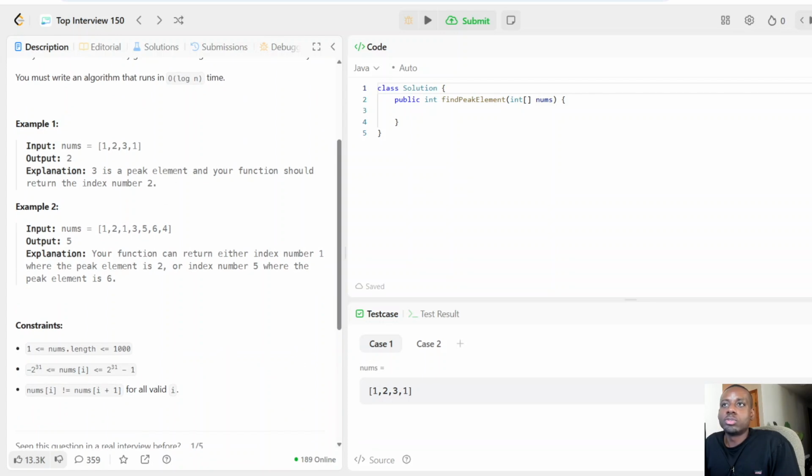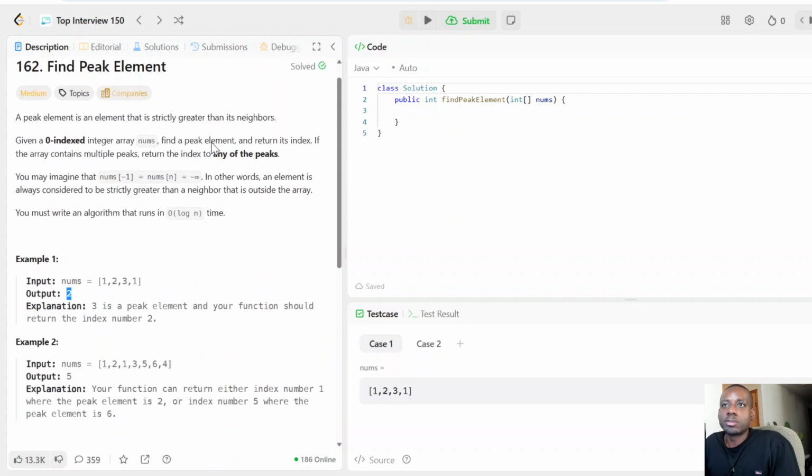So we're given 1, 2, 3, 1. We could easily see a peak. The peak is 3 because it's greater than its left and right neighbors. We return index 2 as the answer. That's kind of what they're asking for.